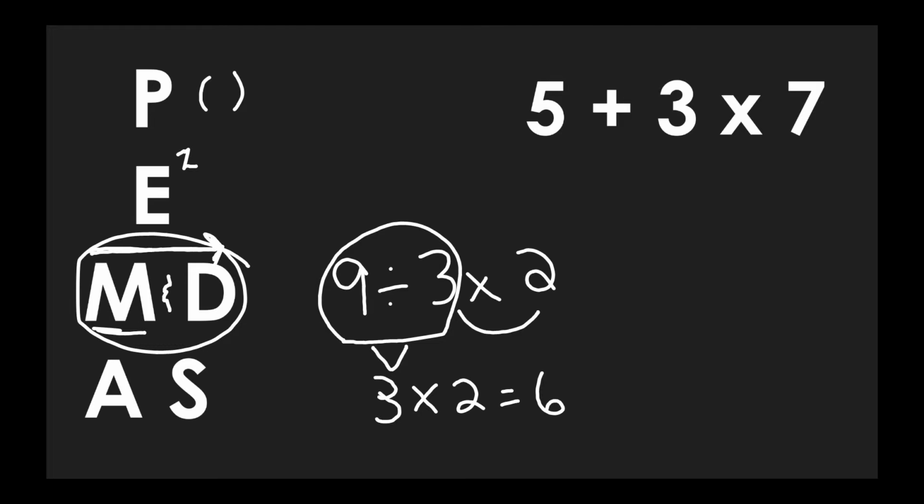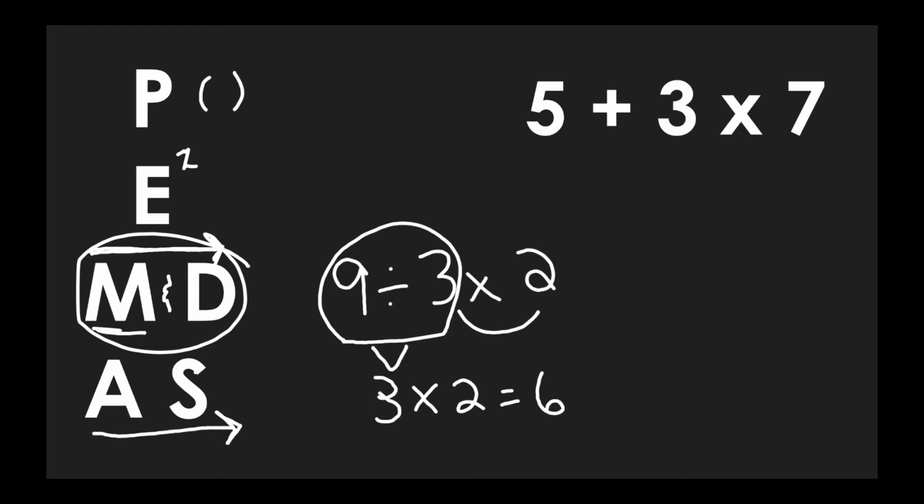Now, once again, addition and subtraction are the same as multiplication and division, meaning you go from left to right. So if a subtraction problem were to come up first, before an addition problem, you would still want to do that first. So we'd go addition, subtraction, left to right, multiplication, division from left to right. So let's go over that again.